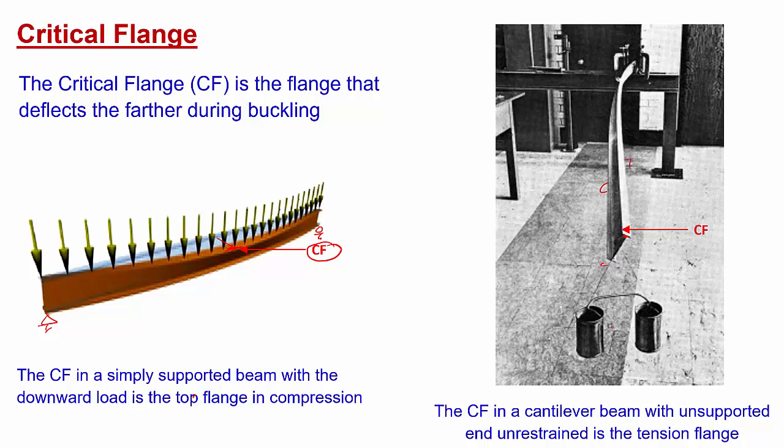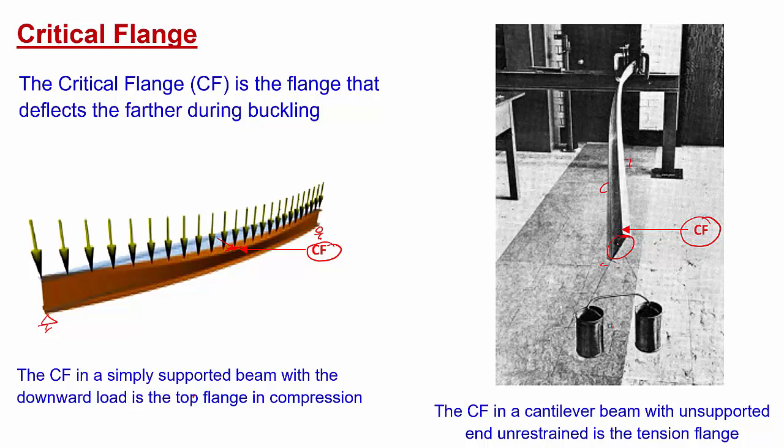So that's why the critical flange is the top flange in tension, which has buckled farthest, right? So the top tension flange is the critical flange for the cantilever. Any flange that buckles the farthest is the critical flange for that section, right? So if this end is unrestrained, then when you have lateral torsional buckling in the cantilever beam, you will see that the top tension flange will buckle the farthest. So that is the critical flange for your beam.